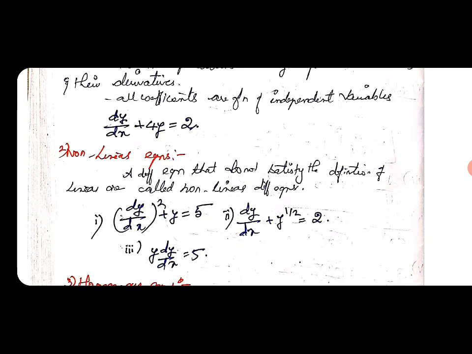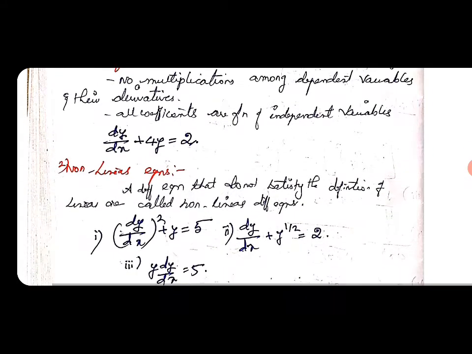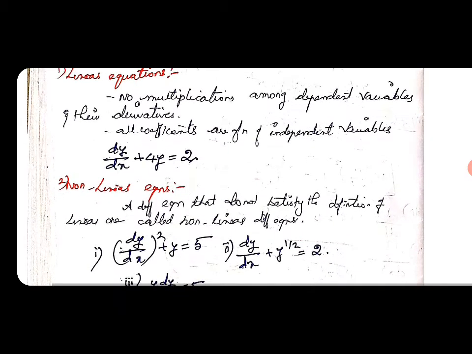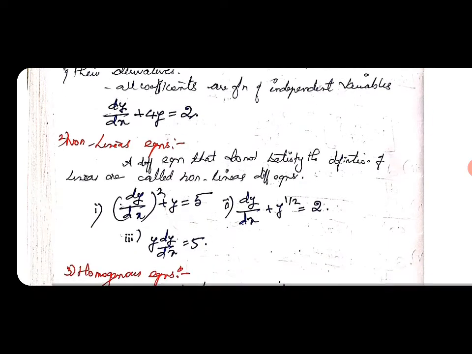Let us see some examples. (dy by dx) the whole squared plus y is equal to 5. This is a non-linear equation because there is multiplication in the equation. The second one is dy by dx plus y power 1 by 2 is equal to 2. This is also non-linear. Then y into dy by dx is equal to 5. This is also a non-linear equation.